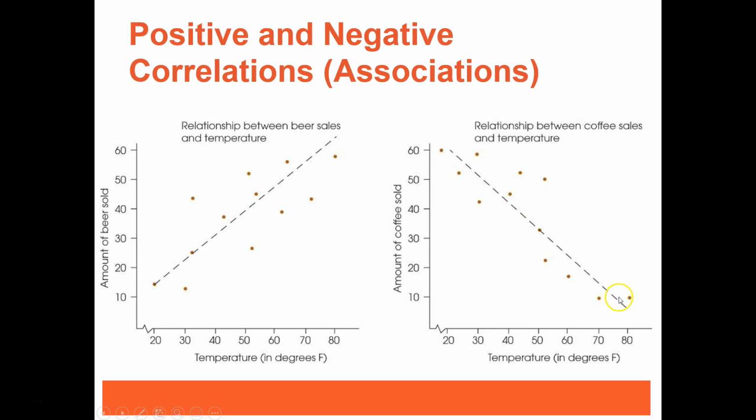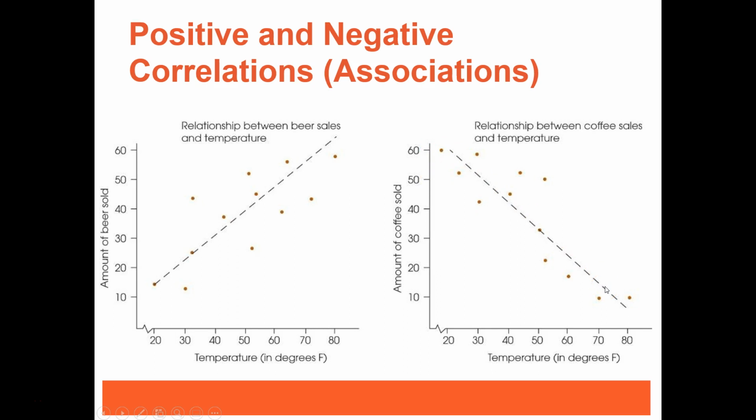A negative correlation on a scatter plot looks like this, a downward sloping line from left to right. And in this case, we're looking at the relationship between temperature and coffee sales. When you have a negative correlation, you basically have the two variables working in opposite directions, which means when temperature is low, so it's pretty cold outside, amount of coffee sold is high. And when the temperature is high, coffee sales are low. And that would be a negative correlation.